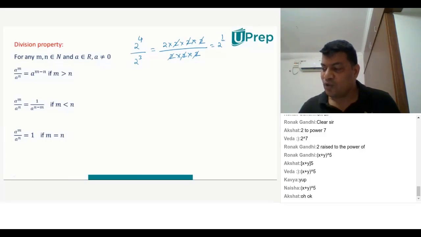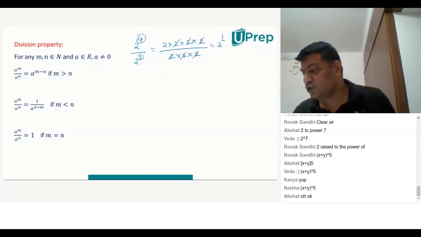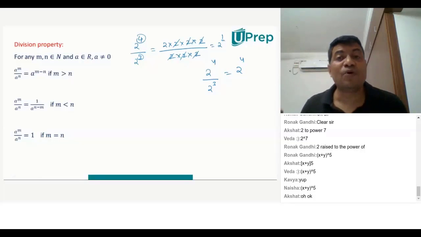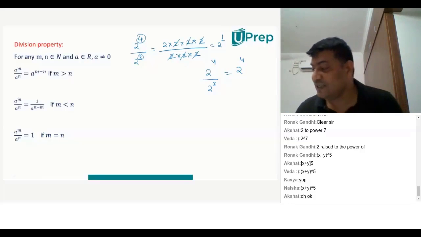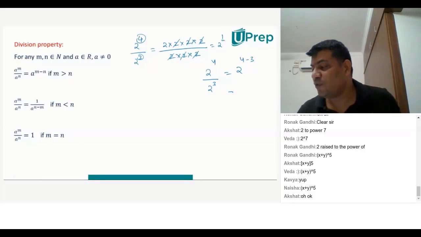This is nothing but you have 4 in the numerator and 3 in the denominator in the exponent, right? So basically, 2 to the power of 4 divided by 2 to the power of 3: this denominator 3, when it goes up, will be 2 to the power of minus 3. So that's the reason 2 to the power of 4 minus 3, you get 2 to the power of 1. So that's the very simple theorem.